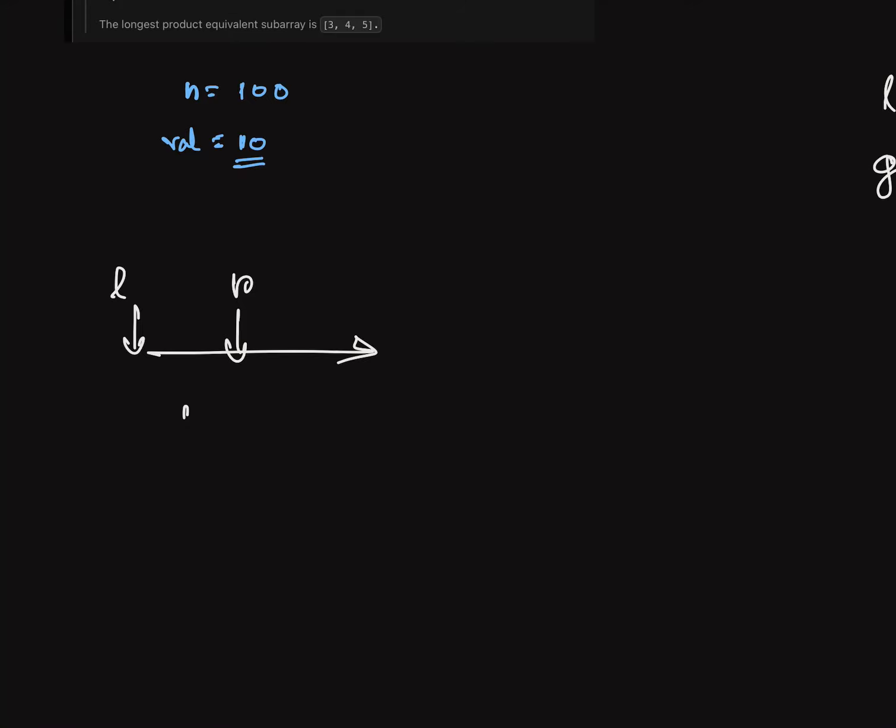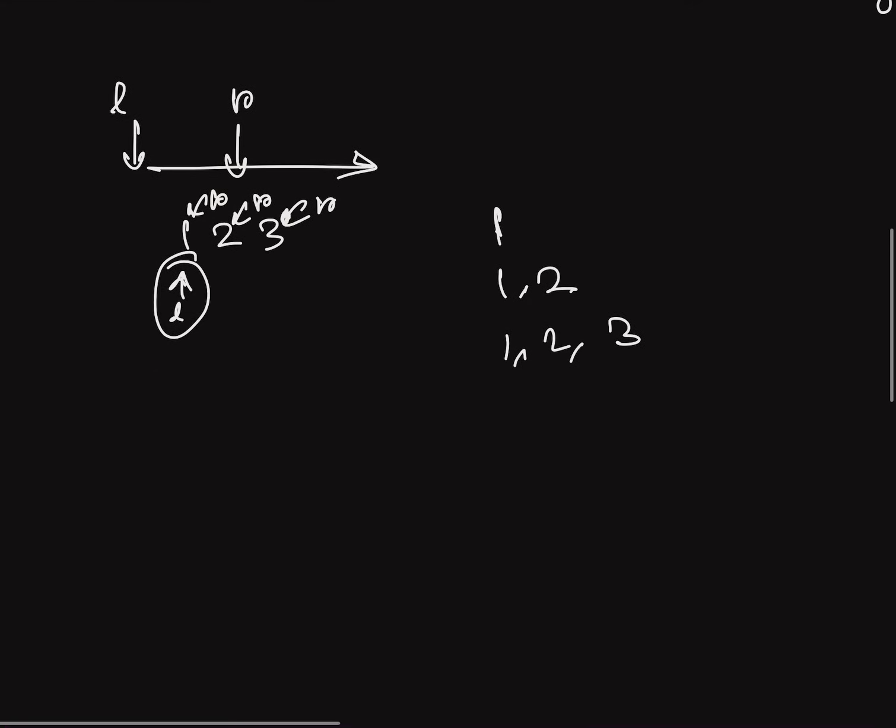Suppose the array is 1 2 3. L will point here, and first R will also point here, so our subarray will be 1. Now R is shifted to here, so our subarray will be 1 2, because L is still pointing at 1. Next I shift R to here, so it will be 1 2 3. After R is complete, I shift L here. Now L is pointing at 2, and R again starts from here.